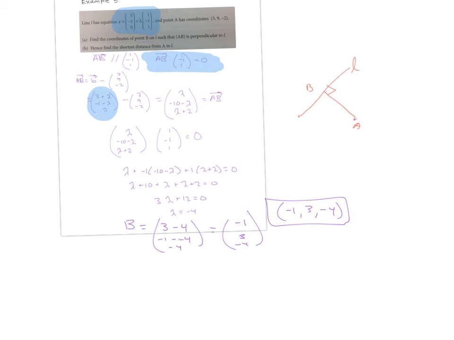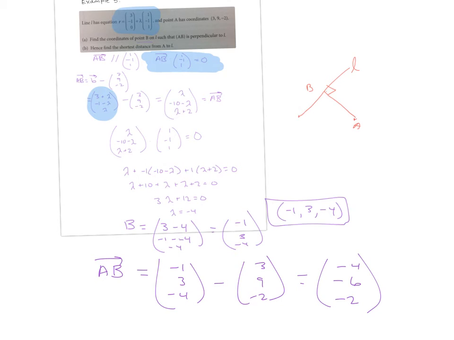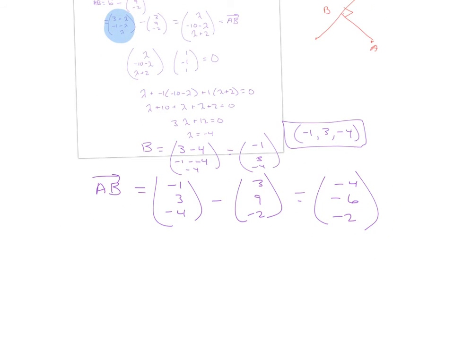So we know vector B. Let's see, we have it over there. We know vector A, so AB is just going to be vector B minus vector A, and vector A was 3, 9, negative 2. So negative 1 minus 3 is negative 4, 3 minus 9 is negative 6, negative 4 plus 2 is negative 2. So that is our vector AB. And to find the distance from A to B, all we have to do is find the magnitude AB. And we know how to do that.